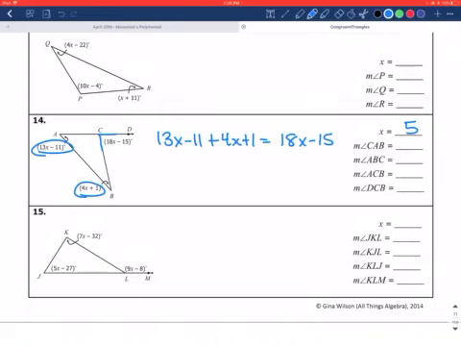Let me double check real quick. And if it is, you can just leave. But I want to make sure just in case I'm not missing something. Triangle sum, exterior angle. And then the homework.